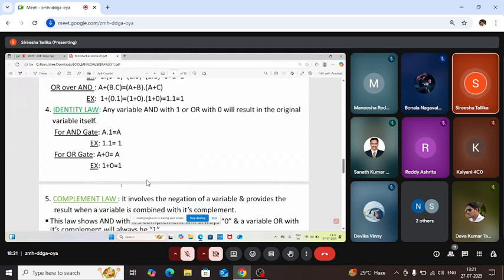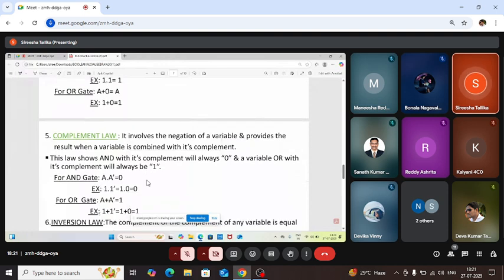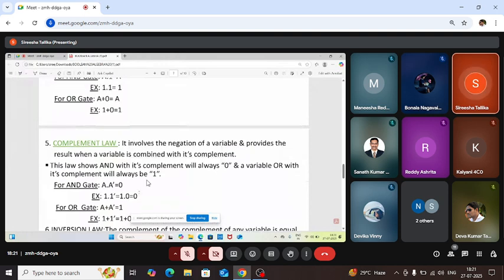And then next we are going to explain the complement law. Complement law means it involves the negation of a variable. So negation means complementing a value or a variable, and it provides the result when a variable is combined with its complement.